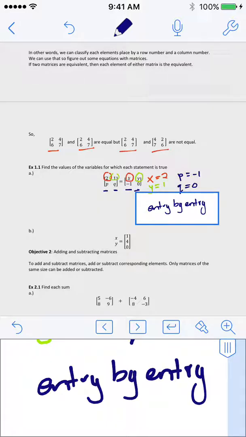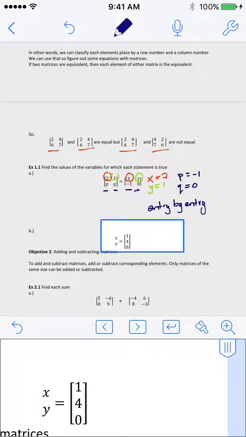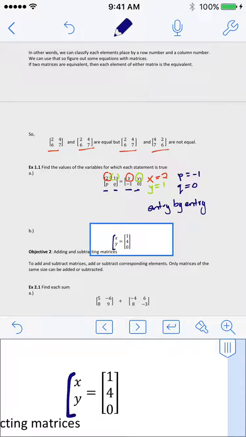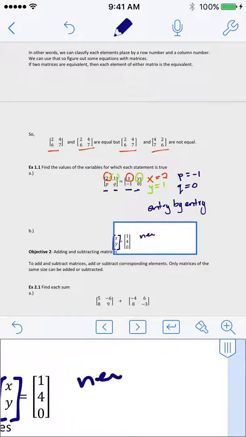Alright. What about this one down here? Is it possible to determine which ones match? Not really, right? Because this one only has 2 entries, and this one has 3. So this can never possibly match entry by entry, and so these two will never be equivalent.